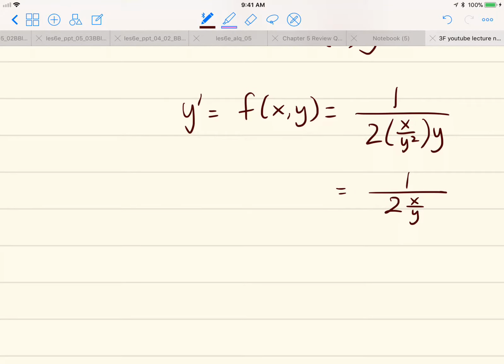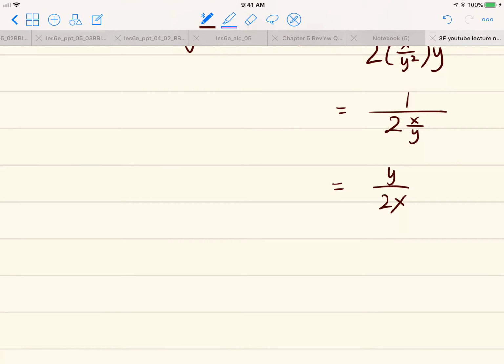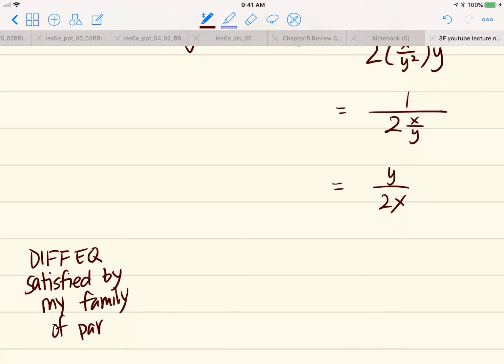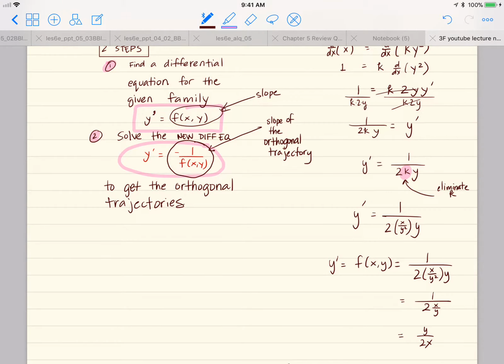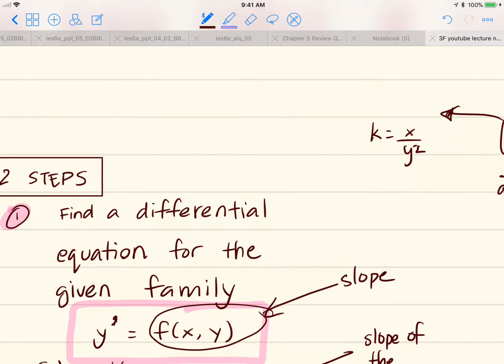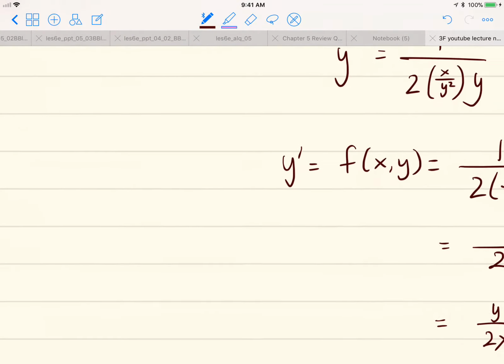And I can simplify that to be 1 over 2 times x over y. And I can multiply the top and the bottom by y. So I just get y over 2x. So this is my differential equation satisfied by my family of parabolas. It is going to be y prime equals y over 2x. Okay, so I'm done with step 1, which is to find a differential equation for the given family. I have found my differential equation.